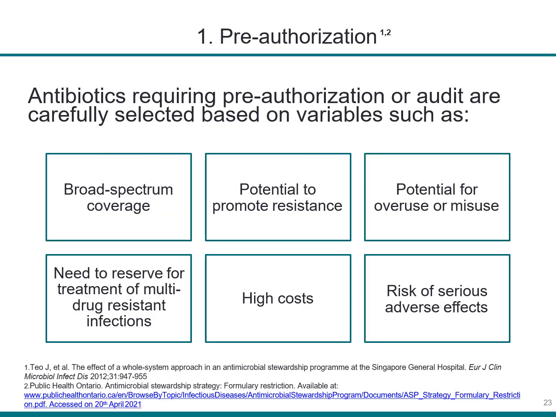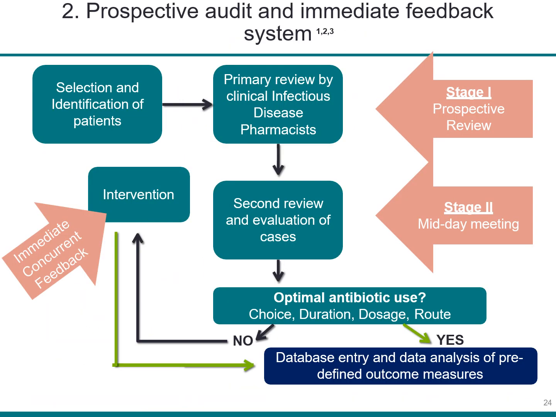Regarding pre-authorization, antibiotics requiring pre-authorization need to be carefully selected based on variables such as broad spectrum coverage, potential to promote resistance, potential for overuse or misuse, risks of serious adverse effects, high cost, and need to reserve for treatment of multi-drug resistant infections. The prospective audit and immediate feedback system includes selection and identification of patients, primary review by the clinical ID pharmacist, secondary review and evaluation of cases, optimal antibiotic usage such as choice, dosage, duration, and route, database entry and data analysis, and accordingly the interventions.